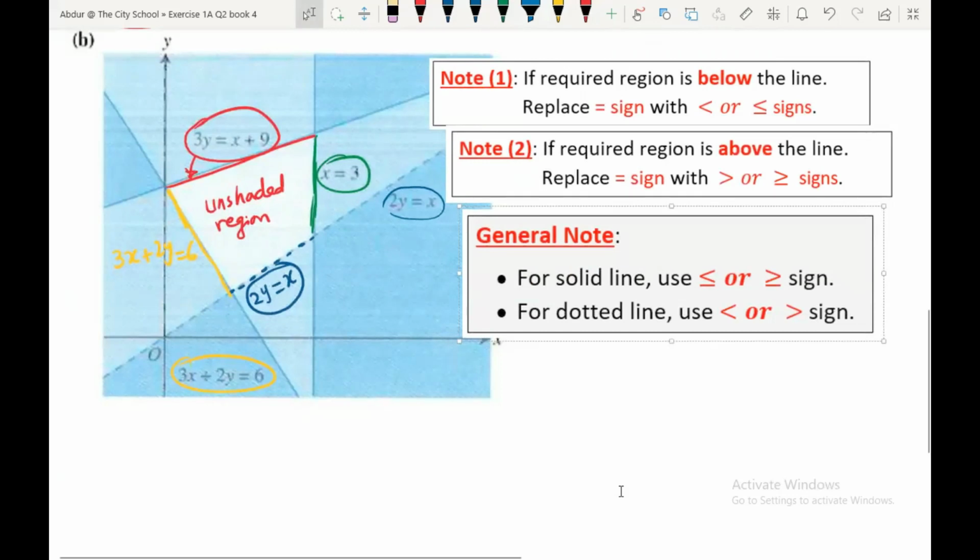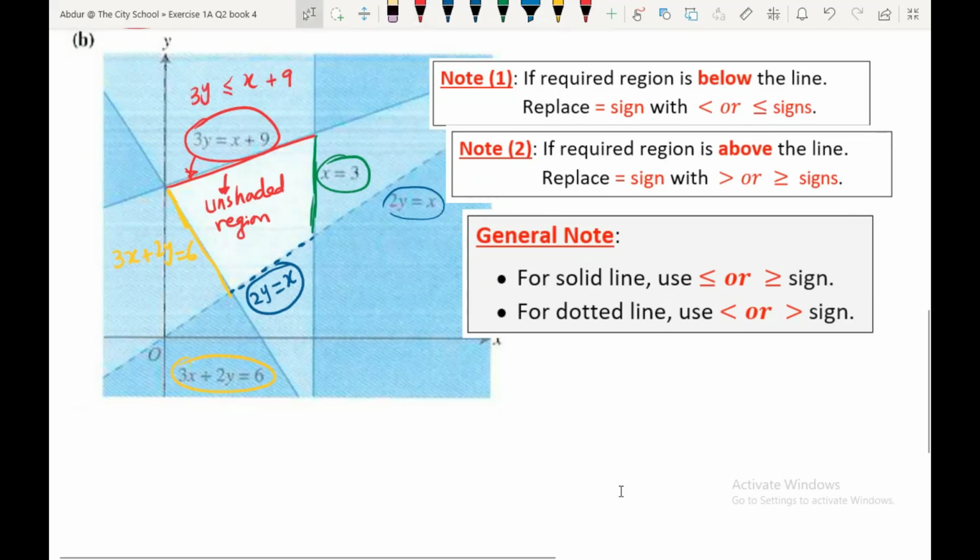For 3y equal to x plus 9, the unshaded region is below the line. Unshaded region is below this line. So the inequality will be 3y less than or equal to x plus 9.